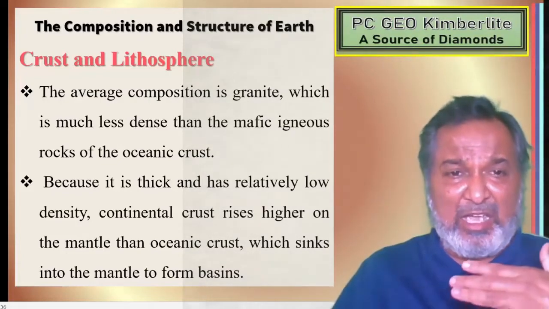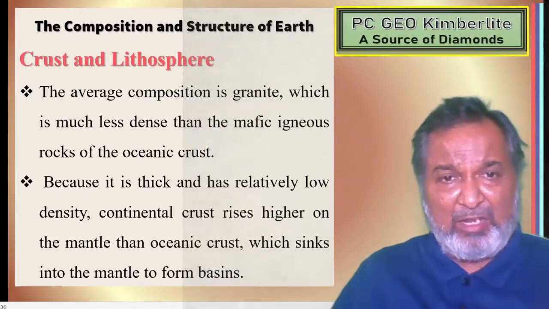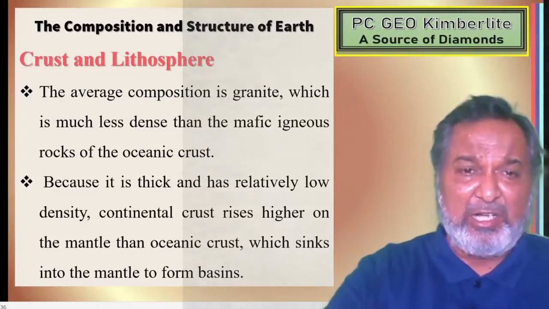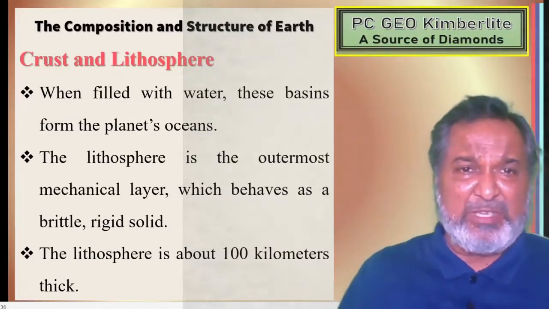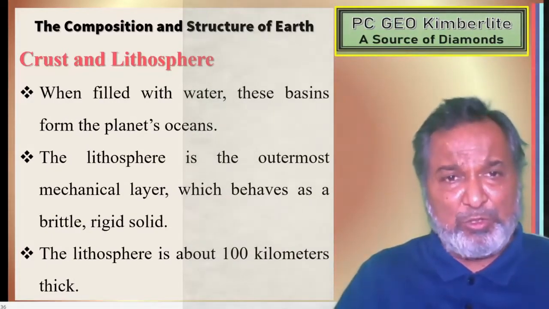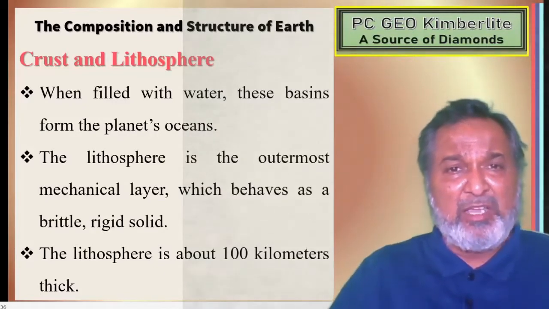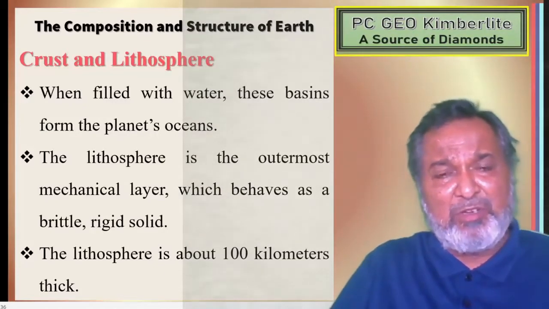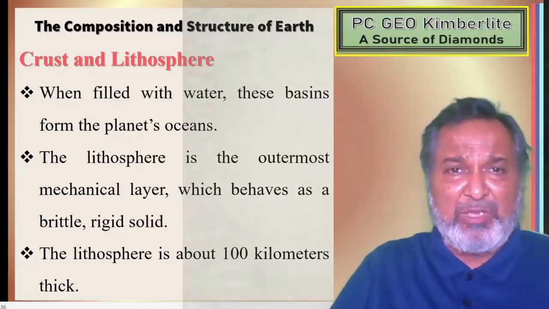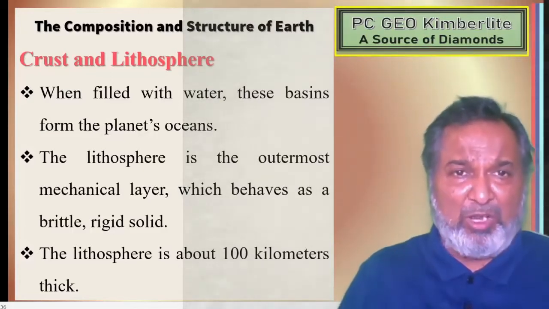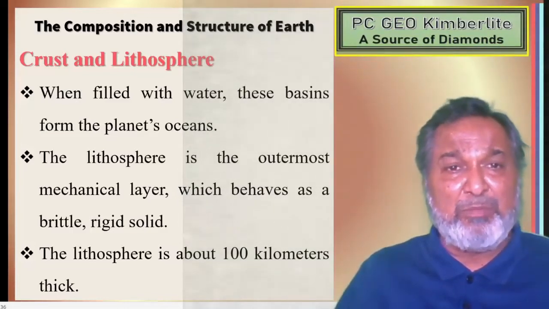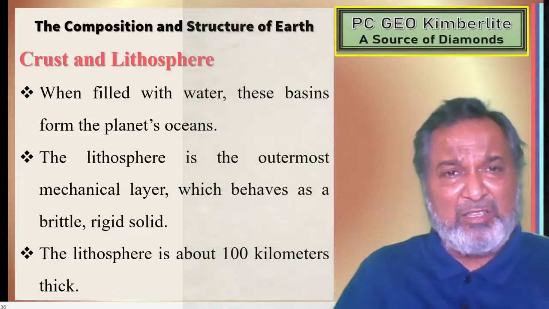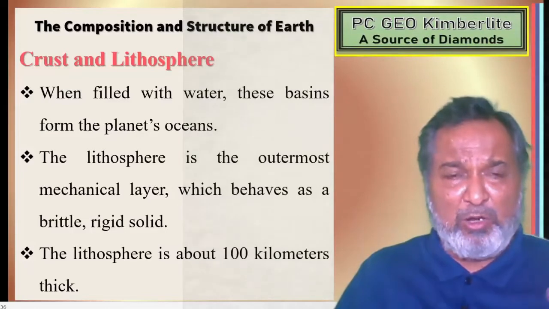Continental crust rises higher above the mantle than oceanic crust, and that sinks into the mantle to form the basin. When filled with water, these basins will form the planet's bigger oceans, like the Pacific Ocean. Now, in the next 50 million years, the Pacific Ocean, which is today the biggest ocean, will become the smaller one, and the Atlantic Ocean is going to become the bigger one. But this has been done on the back of what we have studied, the continental drift theory, plate tectonic theories.